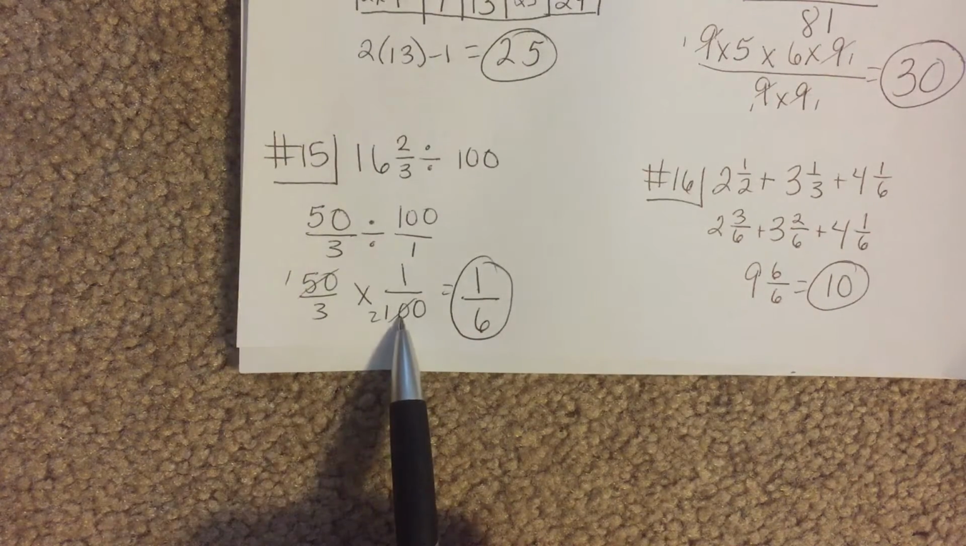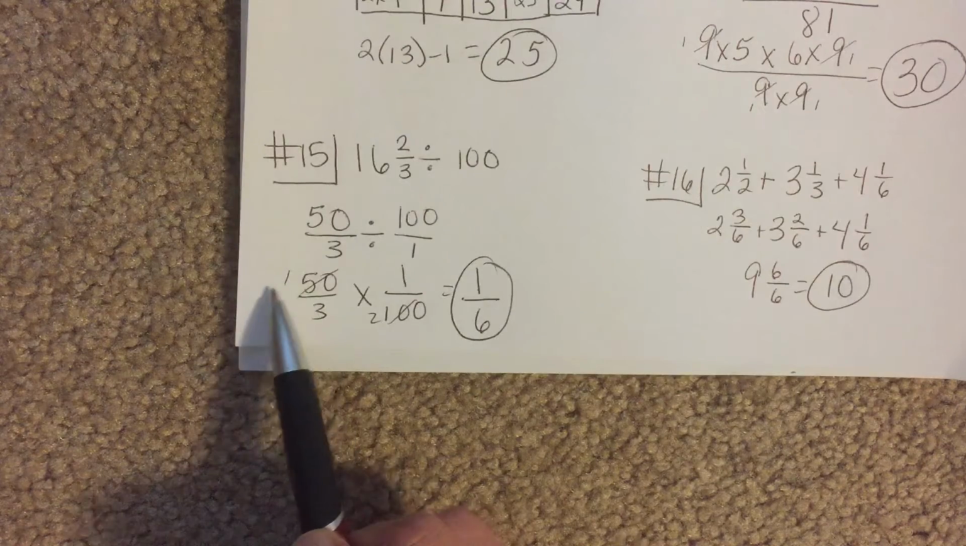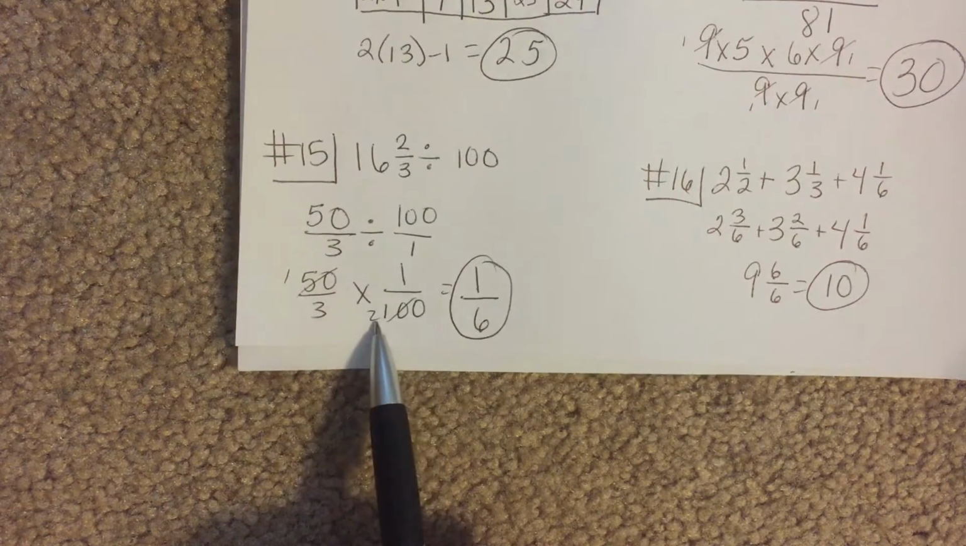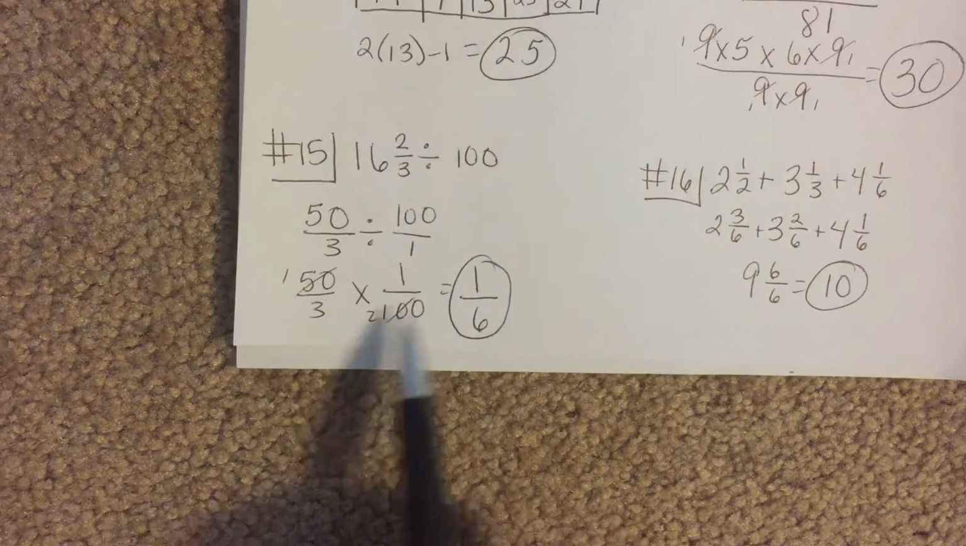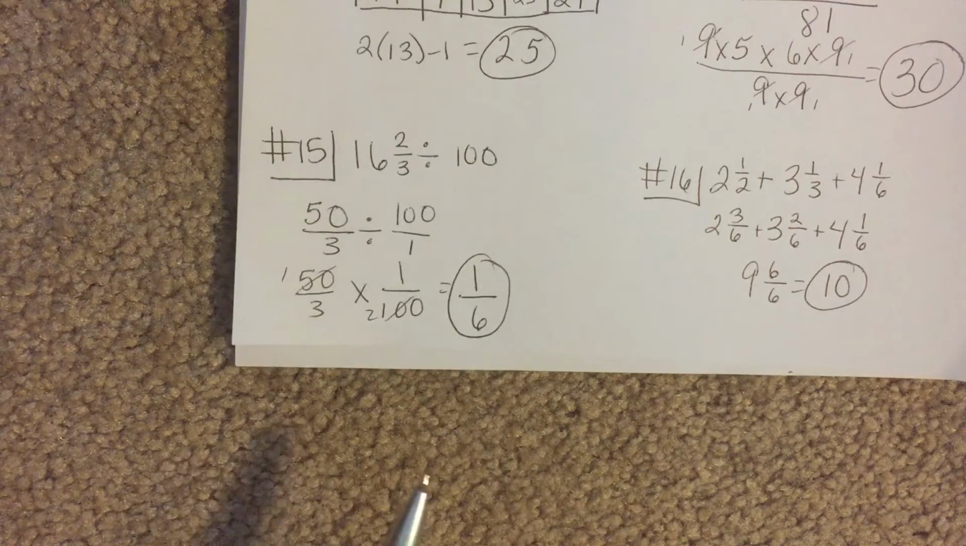My 50 and my 100 will reduce by 50s. 50 goes into 50 one time. 50 goes into 100 2 times. 1 times 1 on top. 3 times 2 on bottom. 1/6.